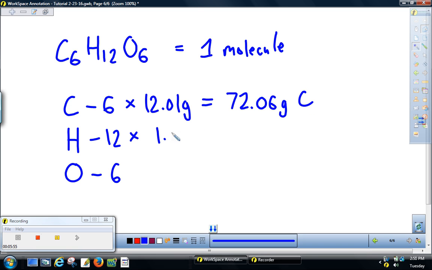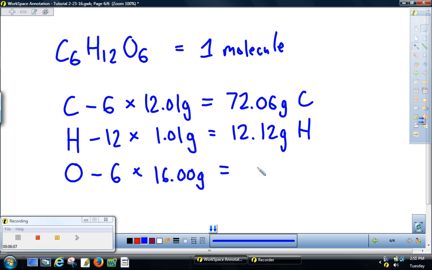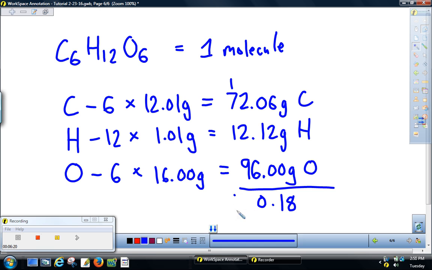Hydrogen, we have 12 hydrogens. Each one is 1.01 grams per mole, so we times it by 12 since there's 12 of them in the formula. Oxygen is 16.00 grams per mole. We have 6 of them, so multiply it by 6, which is 96 grams of oxygen. Get the sum. Carry the 1. 8, 9. 9 plus 9 is 18. Units will be 180.18 grams per mole of glucose.